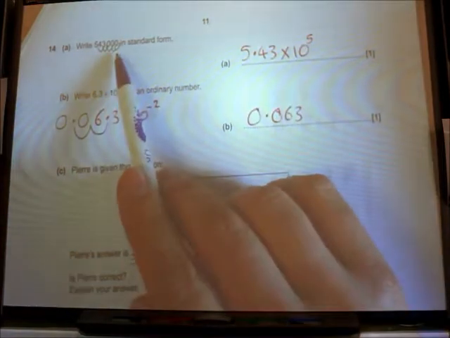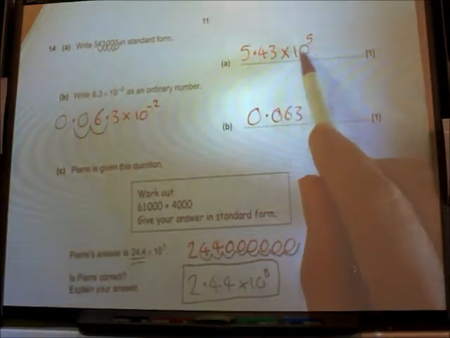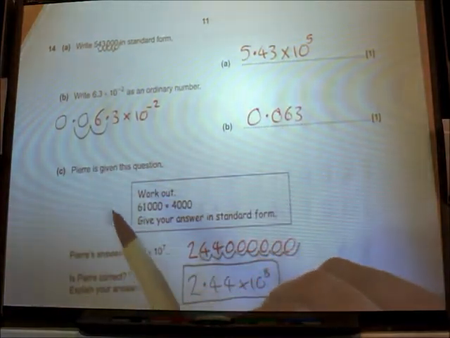A common mistake is to see there are 3 zeros, so put it to the power 3. It's not that, it's how many times you move that decimal point.